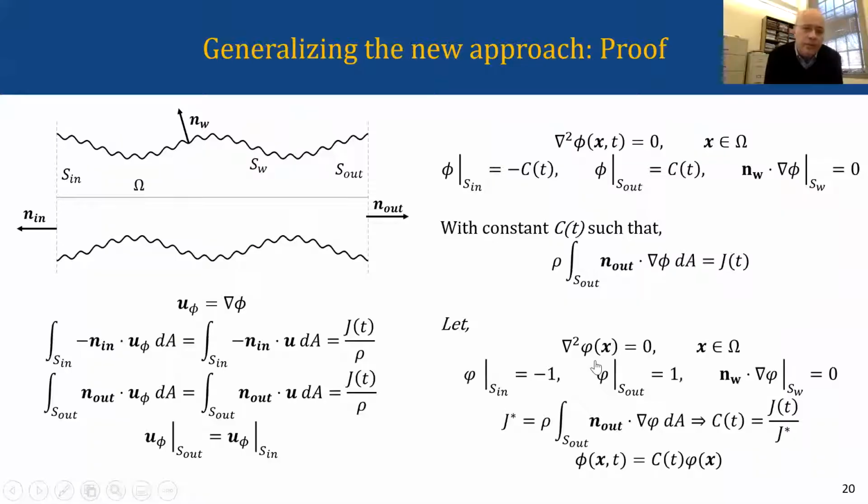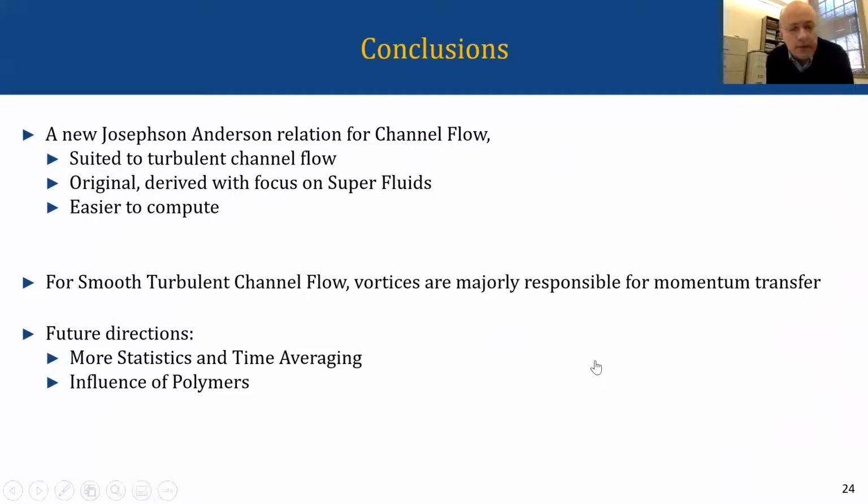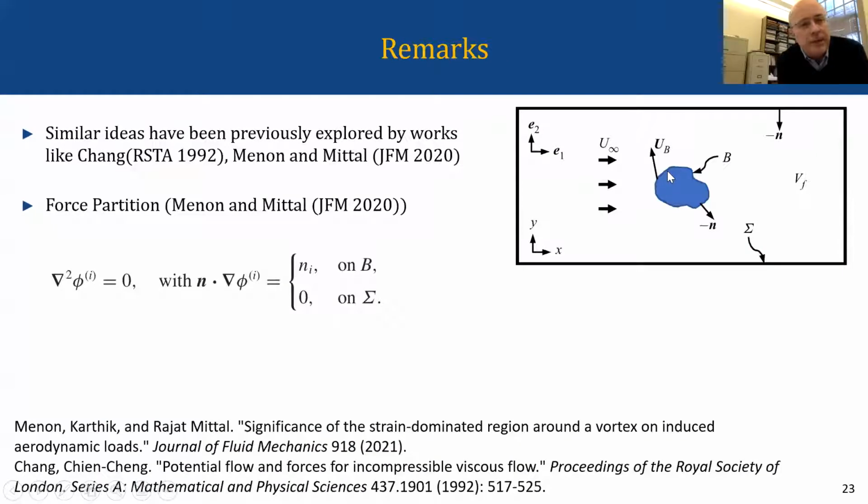So I guess the difference with what Menon and Rajat and Mustafa were doing is that if you use their definition, then the force would be zero, right? Because theirs was, let's say, for blocks on the flow, and then you identify the normal. That's right. So that's a different sort of decomposition. That's right.